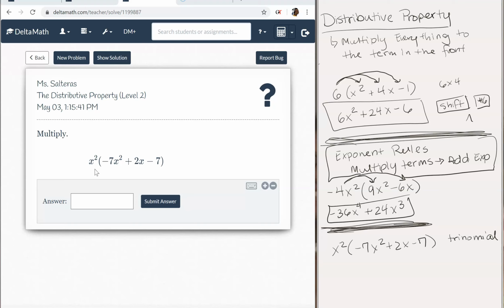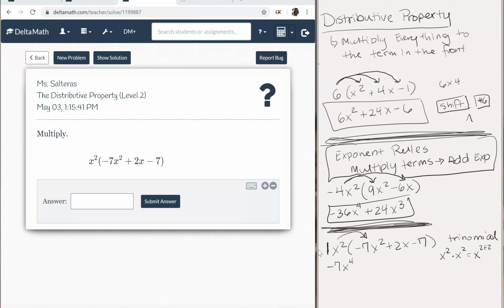All right, so here we go. We're going to go ahead and distribute. We're going to multiply x squared to every one of the 3 terms. So x squared times negative 7x squared. So it's really 1 x squared. So really 1 times negative 7 is just going to be negative 7. What we did for the previous one, when we are multiplying with exponents, we are going to keep the base the same, and then we're adding the exponents. So 2 plus 2 equals 4. So this is going to be x to the 4th power.